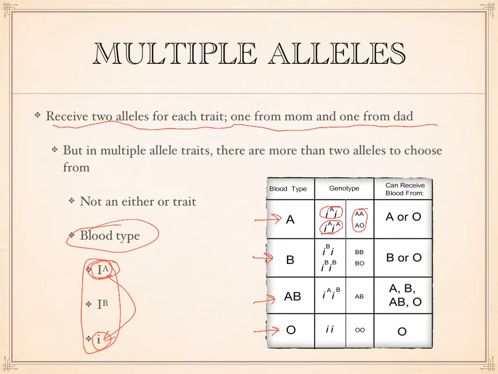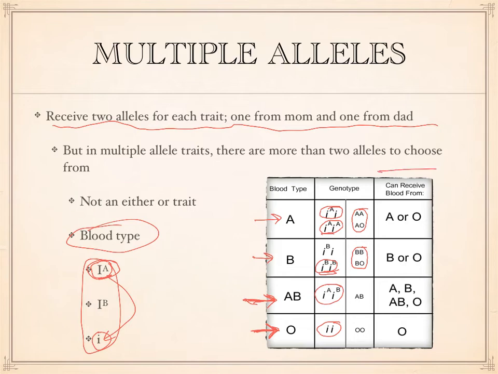B works the same way, so you can have I^B I^B, or I^B lowercase i. It'll give you blood type B, so homozygous B or heterozygous BO. AB is co-dominant, so both the A and B antigen would be expressed in blood type AB. And O, there's no antigen there, there's no A marker or a B marker, it's just lowercase i, and that gives you blood type O.